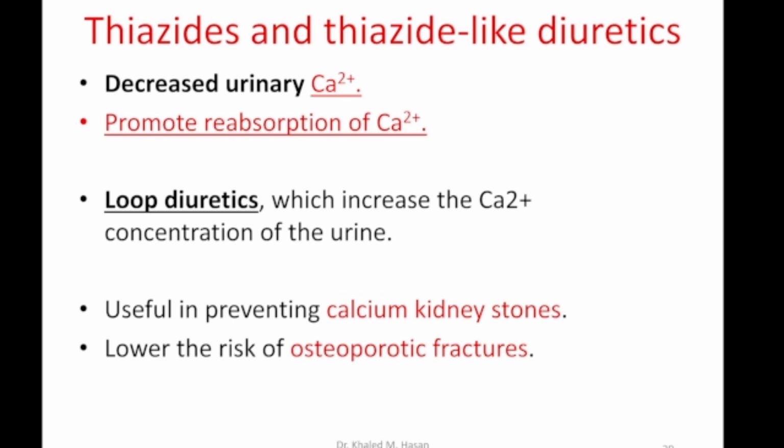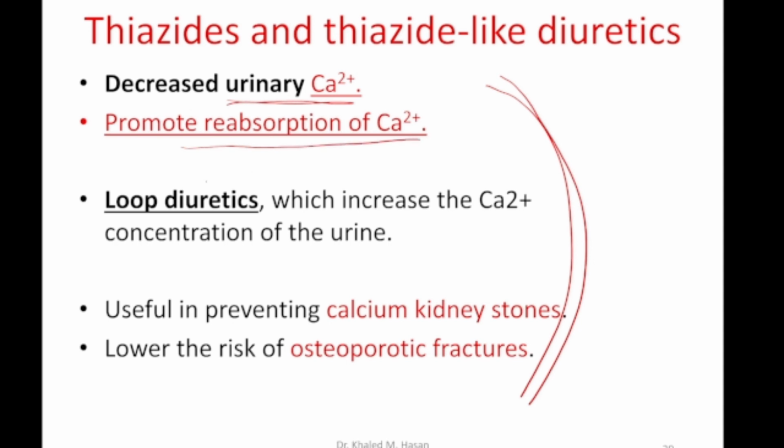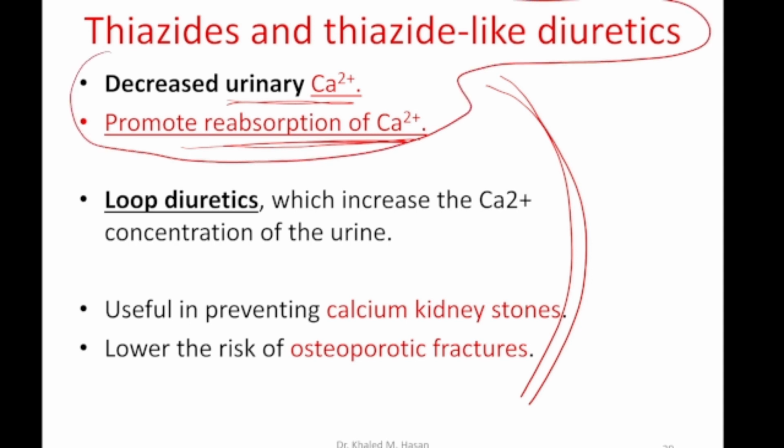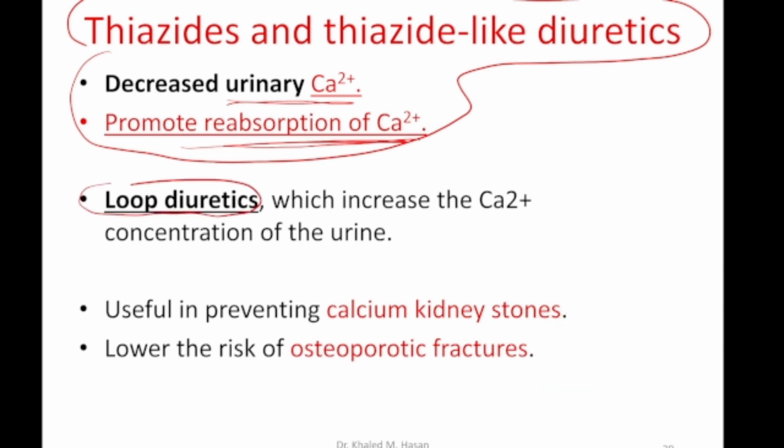Thiazide. Now we talk about calcium. The slide here addresses calcium, and this is very important. They found that thiazide decreases urinary calcium. We already covered that. Thiazide promotes reabsorption of calcium. That's great. We need calcium in the blood. On the other hand, loop diuretics, such as furosemide, increase the concentration of calcium in the urine.